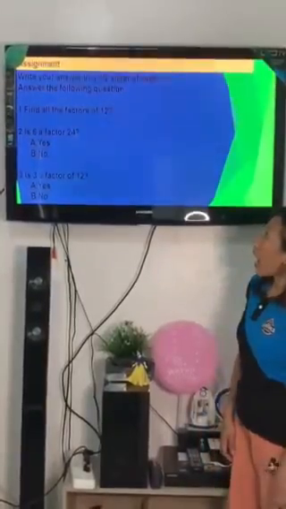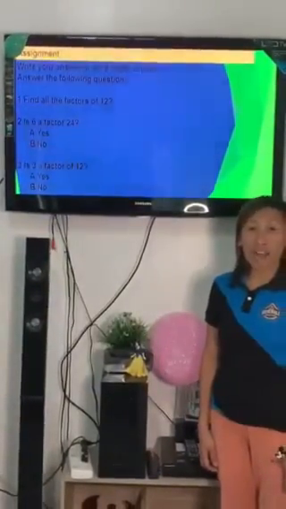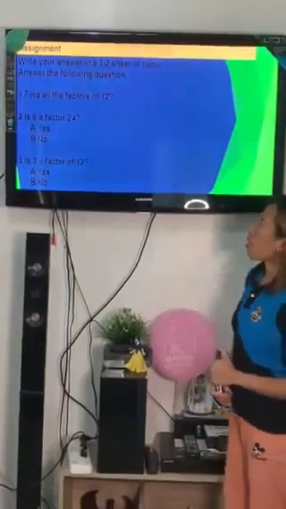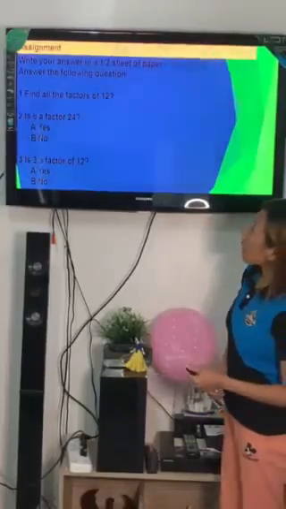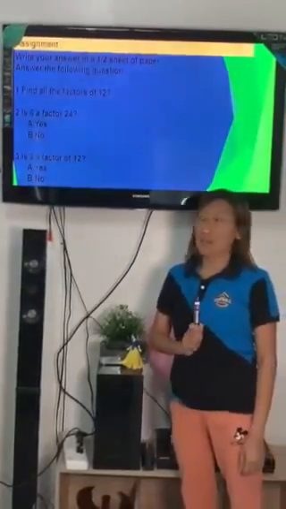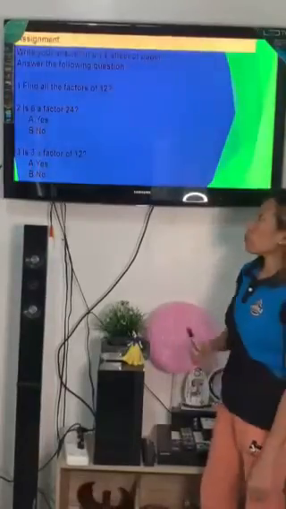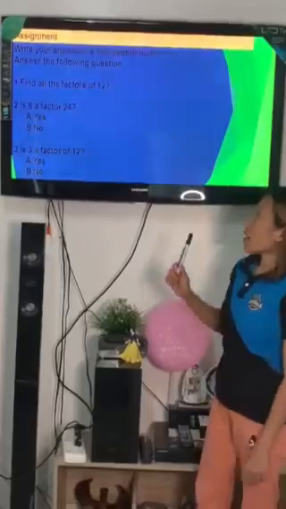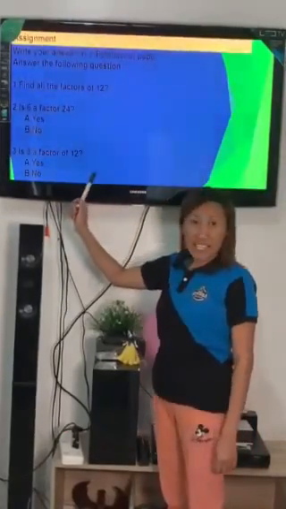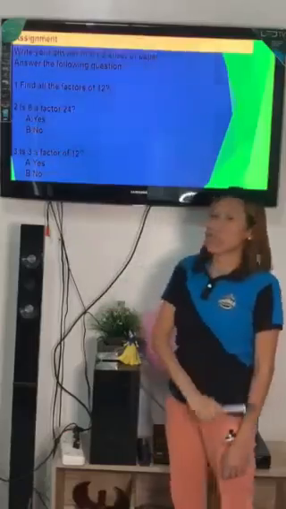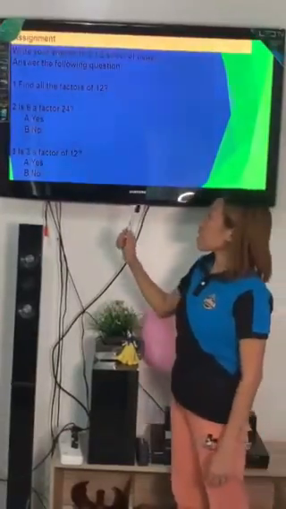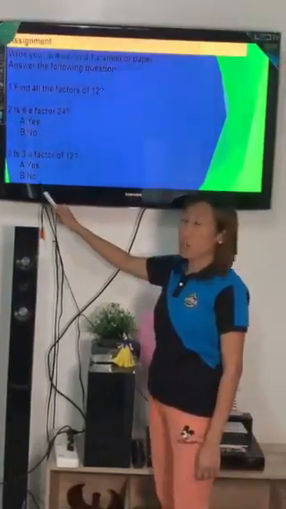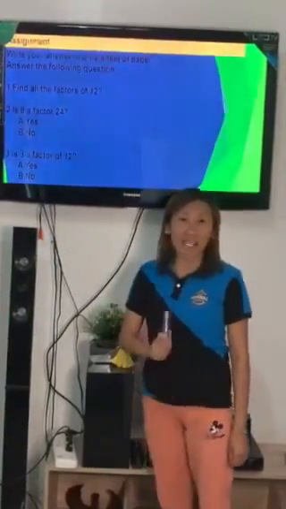Assignment. Write your answer in a half sheet of paper. Answer the following questions. Number 1, find the factors of 12. Number 2, is 6 a factor of 24? A, yes. B, no. Number 3, is 3 a factor of 12? We have here the choices A, yes, and B, no.